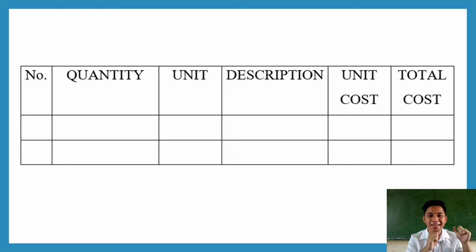So, finally, this is the format of a requisition form. As you can see, there's the item number in the first column, then quantity, unit, description, unit cost, and total cost. As you can see, it is divided into how many columns? 5? Are you sure? Alright, correct. It is divided into 6 columns. Very good.